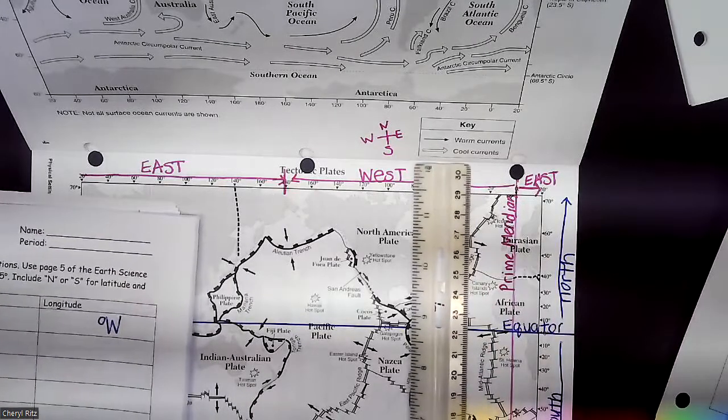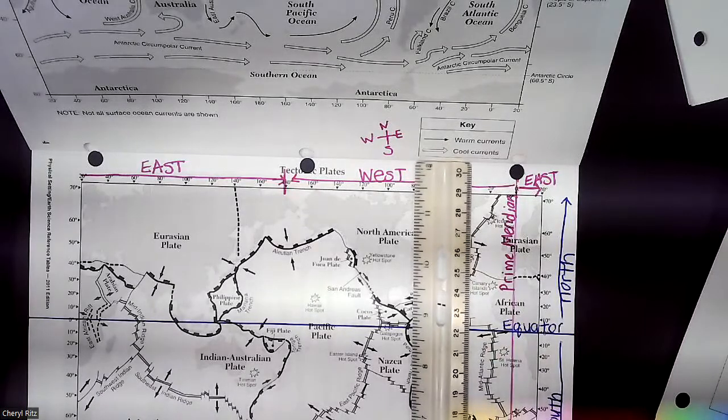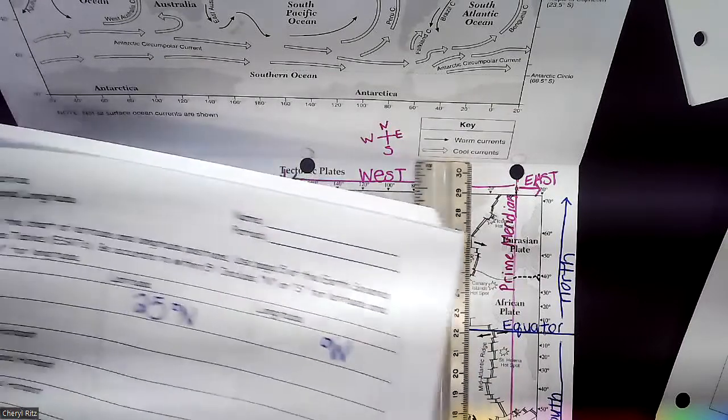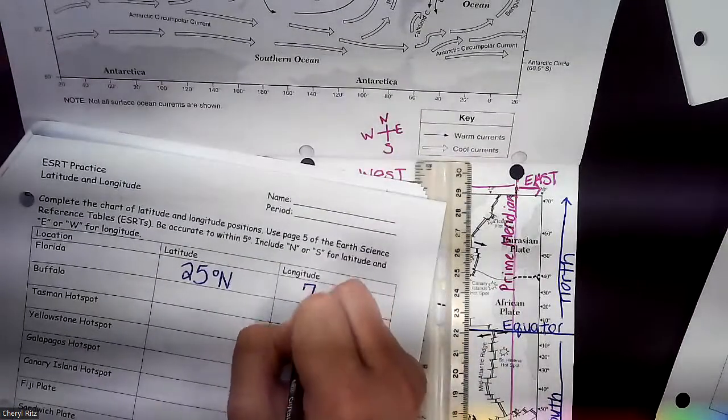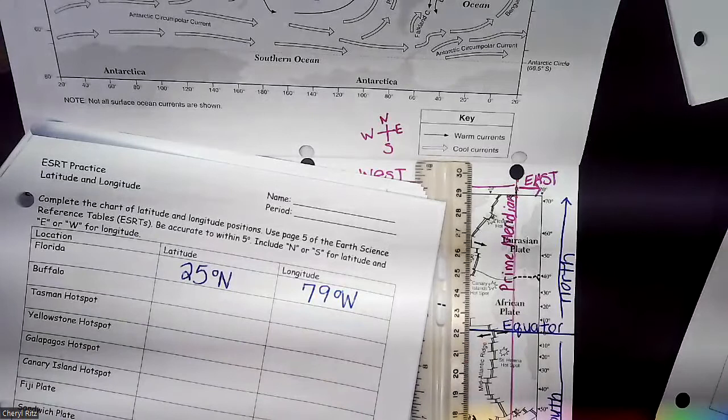And it's almost 80, right? Depending on where you put the dot, it might have even been 80. But Sarah's right, it was a little bit before 80, so I'm going to go with 79 degrees west.